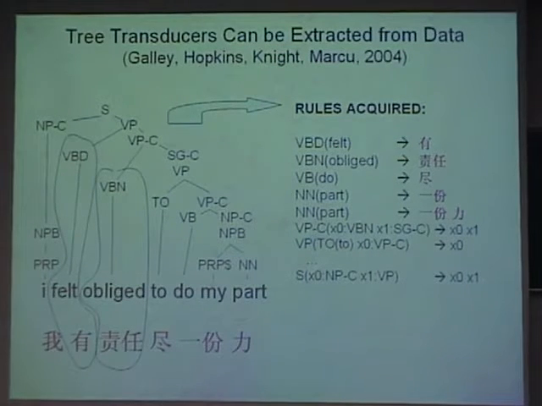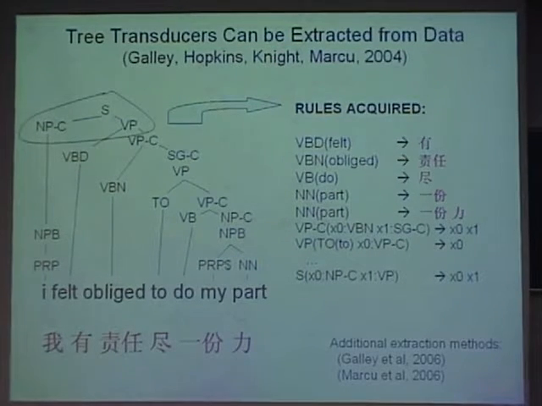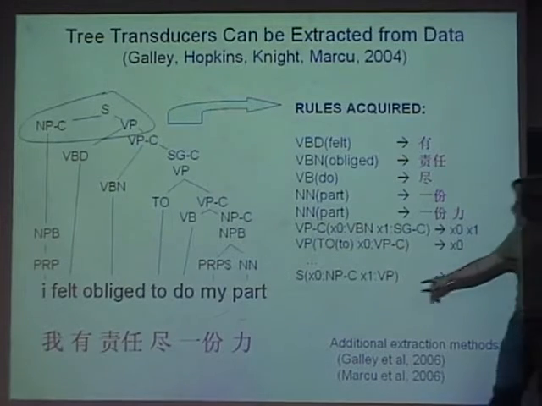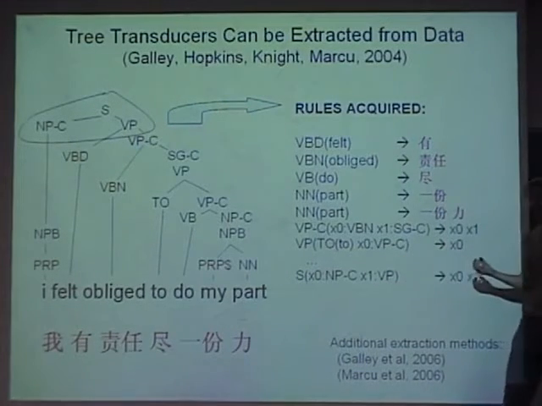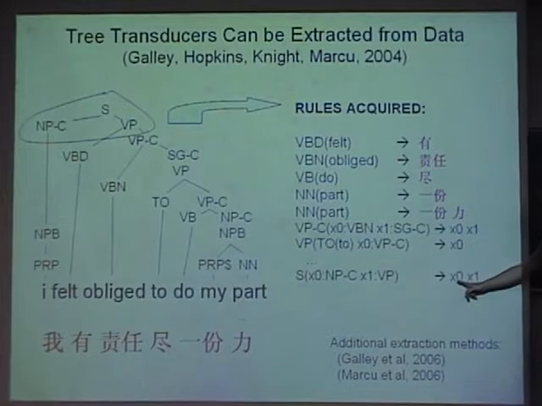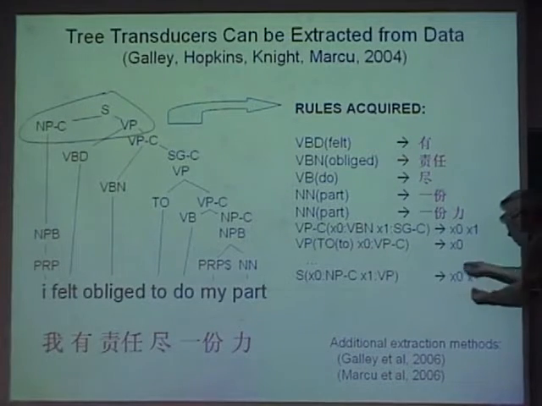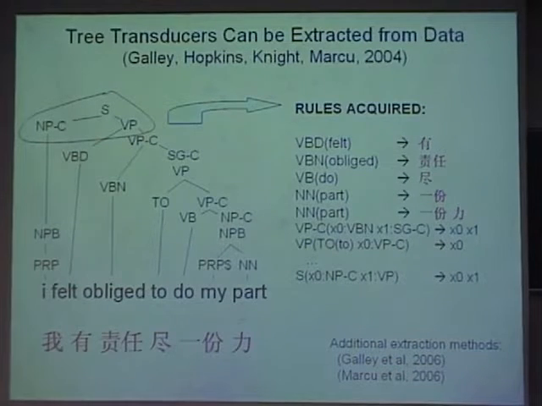So there's a linear time algorithm for this. And it can even learn things like, if you have a noun phrase and a verb phrase, and you want to translate the Chinese, just translate the noun phrase, translate the verb phrase, and glue them together. In another language, they might be reversed. Okay, so tree transducers can be extracted from data.